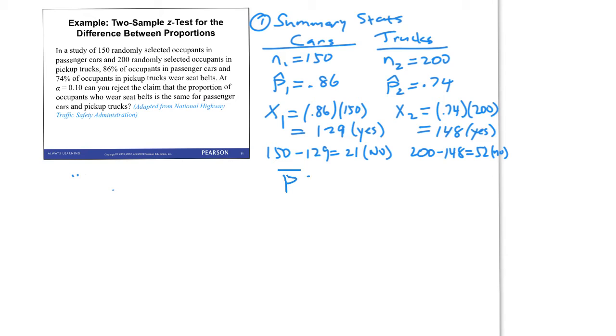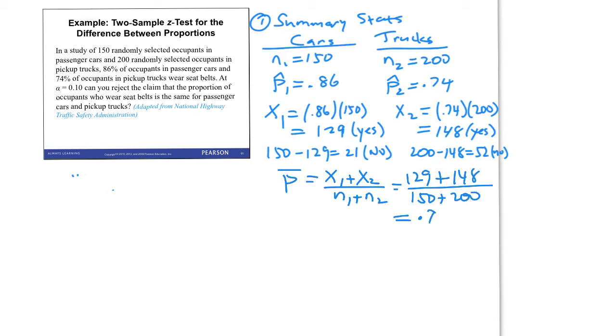To get p bar, the pooled estimate, I have to take the number of successes in each of the samples and divide by the total sample size. So we've got the 129 successes in the first sample, 148 successes in the second sample, and the total sample size of 150 plus 200. So if you do that math, p bar comes out to be 0.791. I usually like a little bit of extra accuracy there. And q bar is 1 minus p bar, so that's going to come out to 0.209.